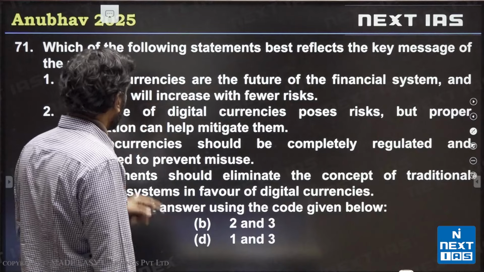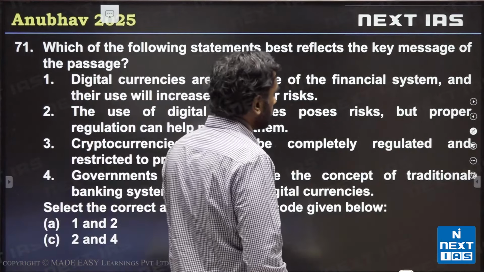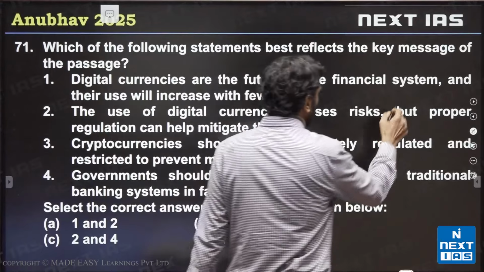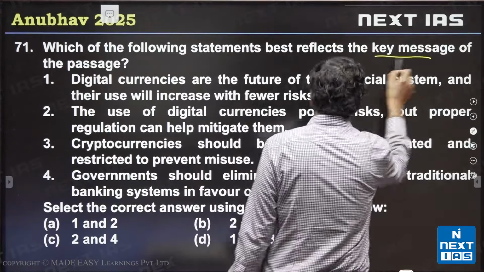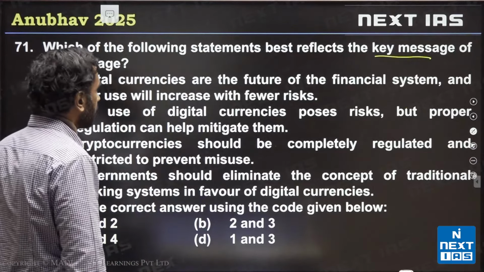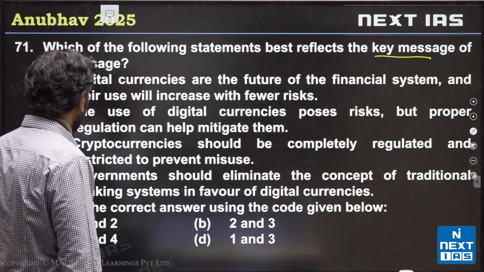Okay, so let's go through the question. Best reflects the key message of the passage. What you want to remember is, this is a slightly different way of asking the main point question. Main point has been split into parts, and we want to see which of them is closest to the main point. One, digital currencies are the future of financial system, and their use will increase with fewer risks.